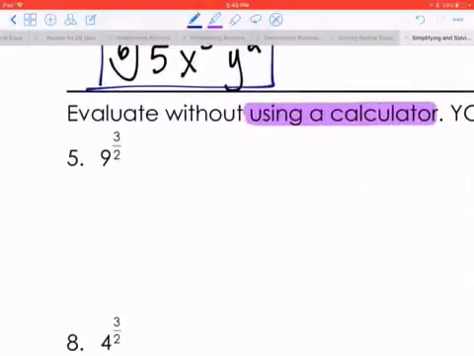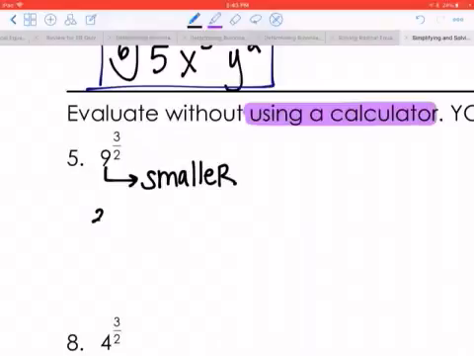So what am I looking for, work shown? Well, the whole idea is for you to find a smaller base, and then simplify any radicals and any exponents. So right here, you need a smaller base. So how can we rewrite 9? Well, we can rewrite 9 as 3 squared raised to the 3 halves.